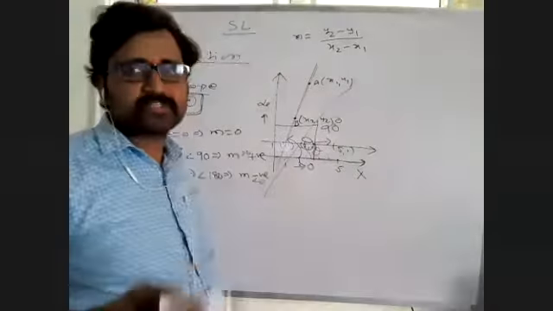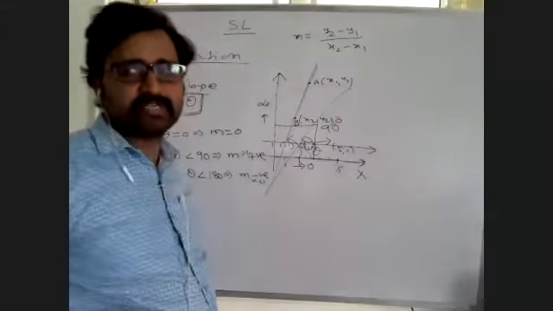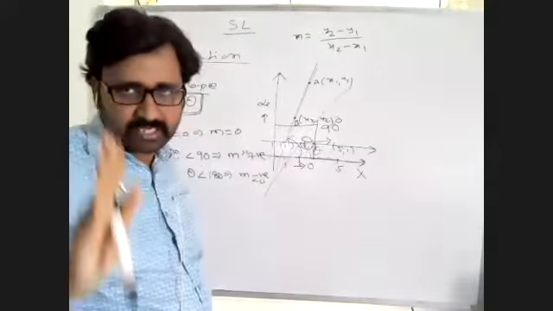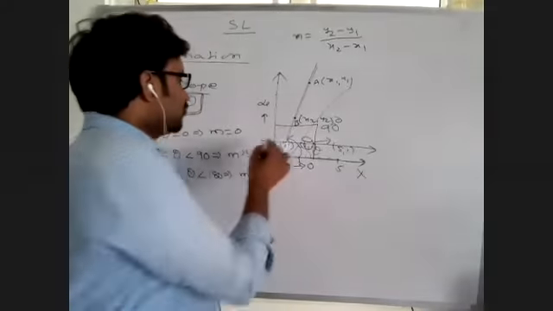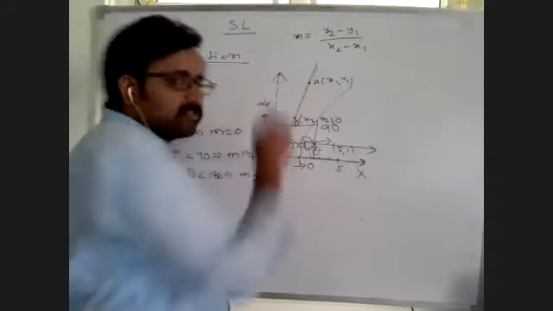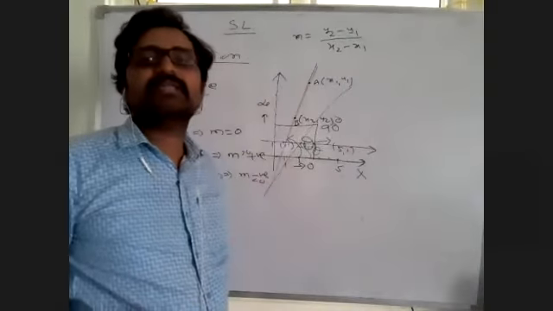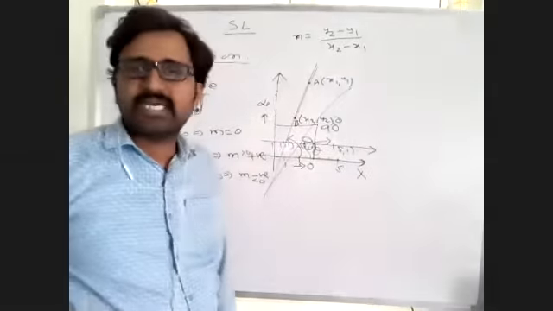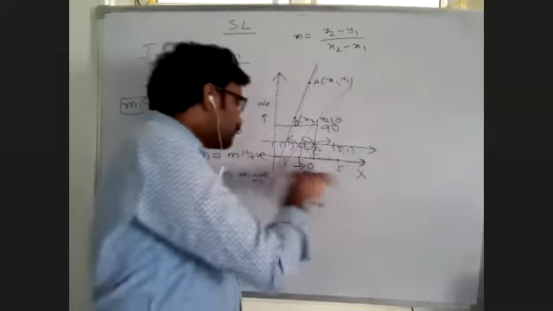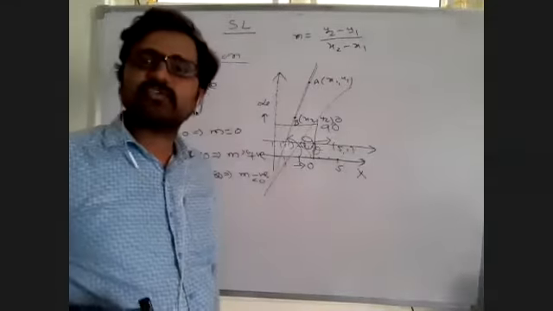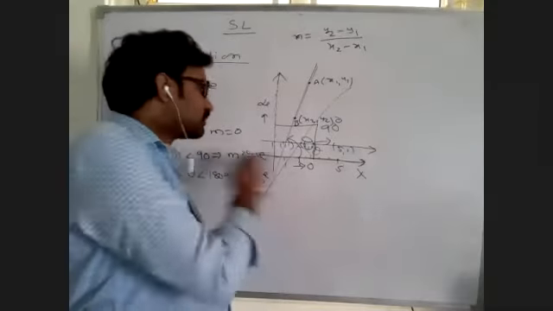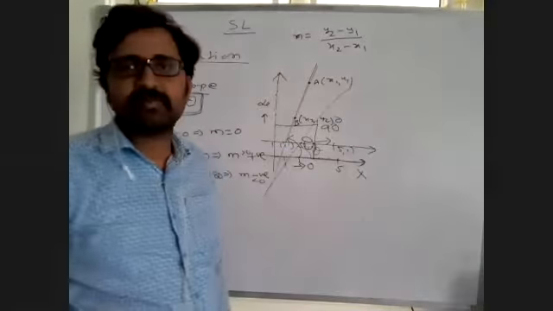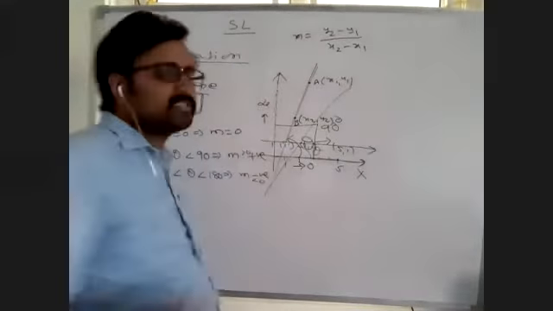That's why the next point is: if x1 equals x2, that means if the x values are the same in the points, then the slope is undefined. Why? Because this is a vertical line. If the y value is the same, then the slope is 0. Why? Because this is clearly a horizontal line. Slope of a horizontal line is 0, slope of a vertical line is undefined.